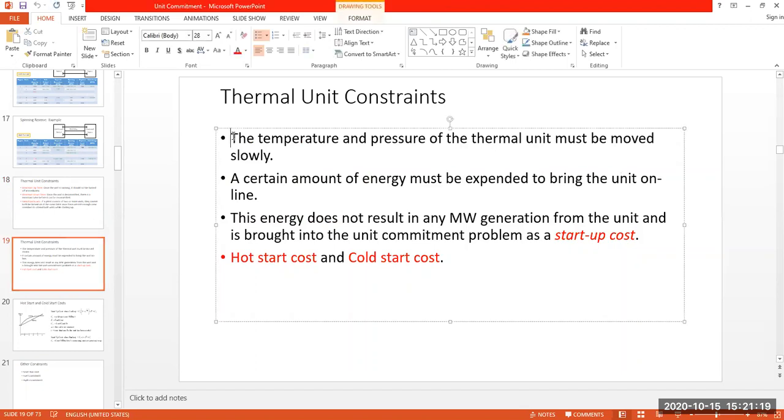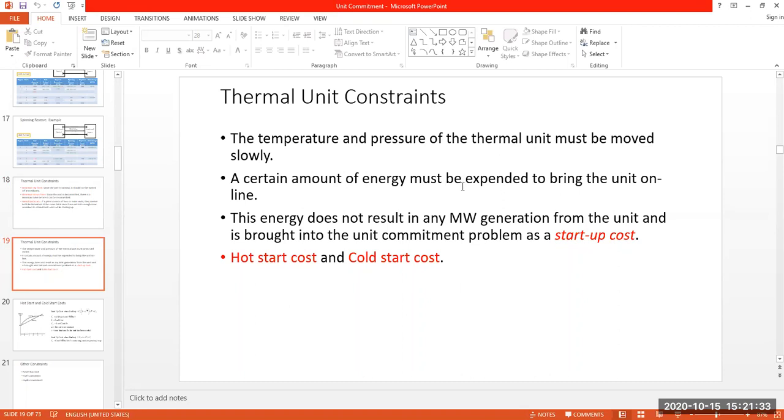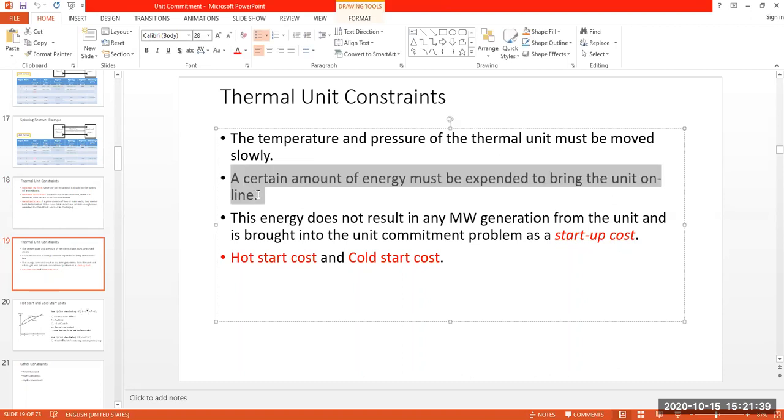Again, this is probably some of the earlier explanations that I gave. The temperature and pressure of the thermal unit must be moved slowly, as I mentioned. A certain amount of energy must be spent to bring the unit online. What does this mean? You have to expend a certain amount of energy to bring the unit online. What does this mean?